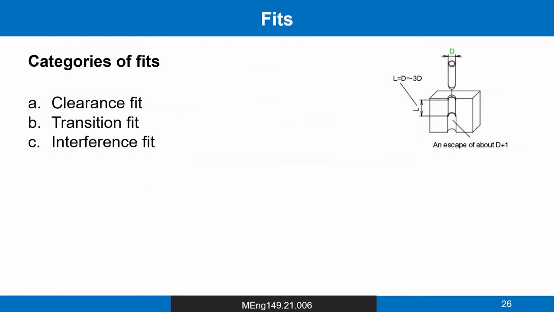Okay, so there are categories of fits. There are three main categories, and these are categorized based on the application of the pin or the hole. First is the clearance fit. Second is the transition fit, and third the interference fit. The difference between them is basically in how loose or tight the fit of the pin or the hole is.